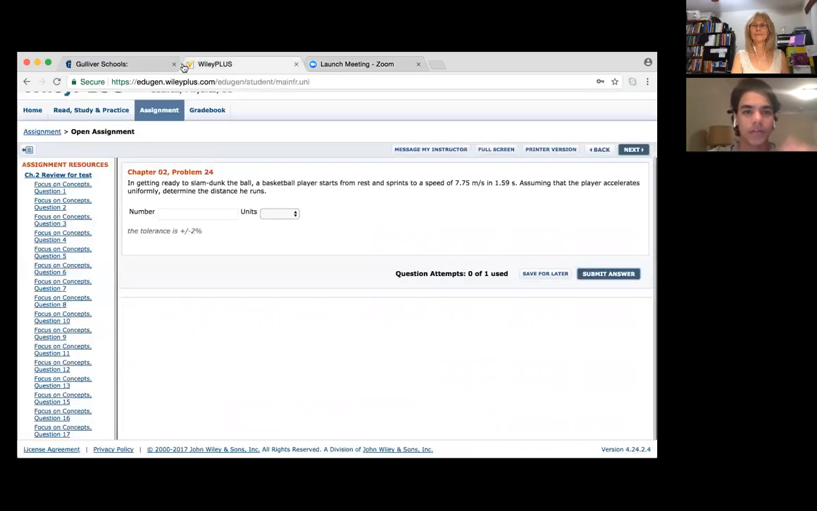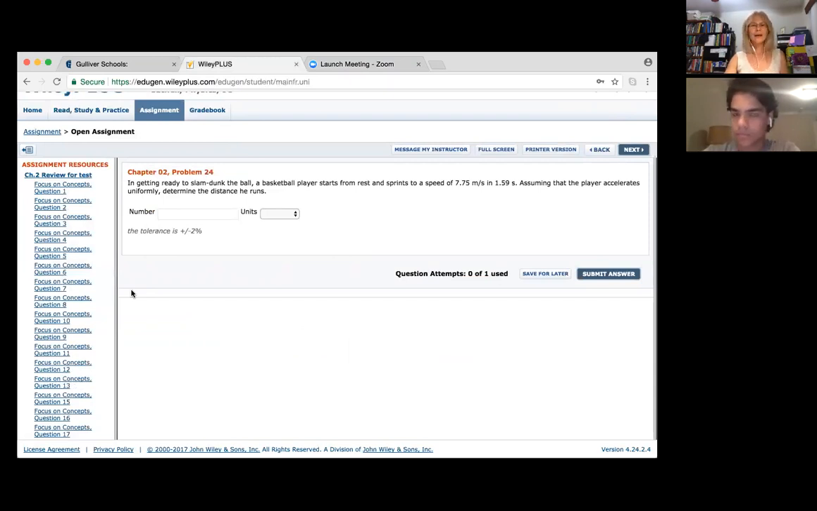This is my Gulliver page, and this is our physics problem. So we can both see it at the same time, and we can both work on it as we're looking at the problem. That's perfect. Okay, thank you. That's great. Okay, so let's go ahead and look at this problem. It says a basketball player starts from rest and sprints to a speed of 7.75 meters per second, and the time is 1.59 seconds. We have uniform acceleration during the distance that he runs.